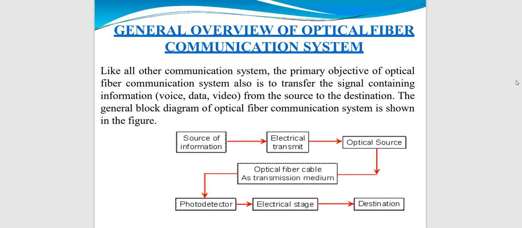So overall, if you look at this optical fiber communication system, we need a transmitter, an optical fiber system, and a receiver section. In the transmitting section, the electrical signal is converted to an optical signal and transmitted through the optical fiber. In the receiver section, this light signal is converted back into an electrical signal.